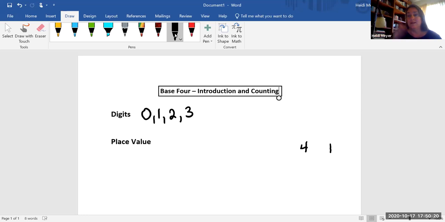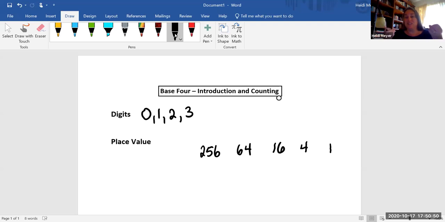So we have a ones place, a fours place, and then 4 times 4 is 16. And if we multiply that by 4, we get 64. And if we multiply that by 4, we get 256. And that's far beyond where we're going to count. But just to give you the idea, you can just keep multiplying by 4. The next base up would be 1024 and then 4096. We don't need to go that far. This is just the structure.